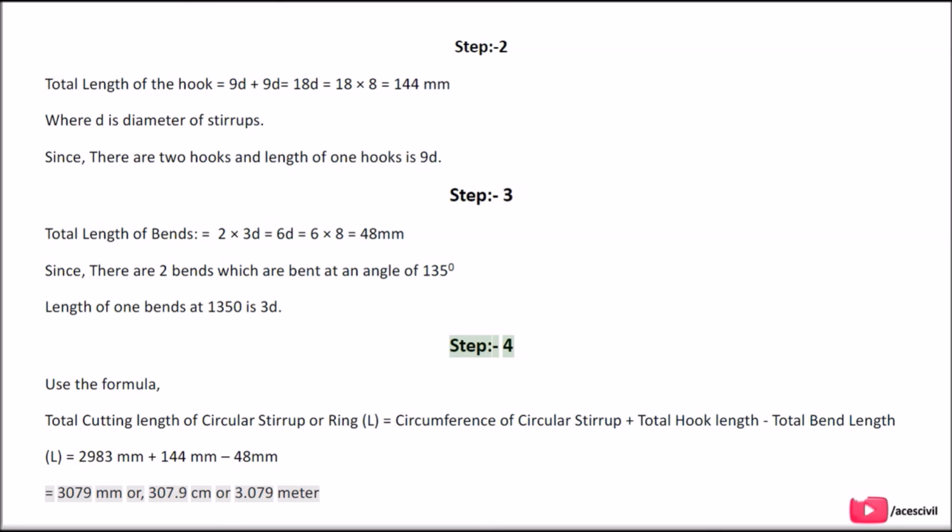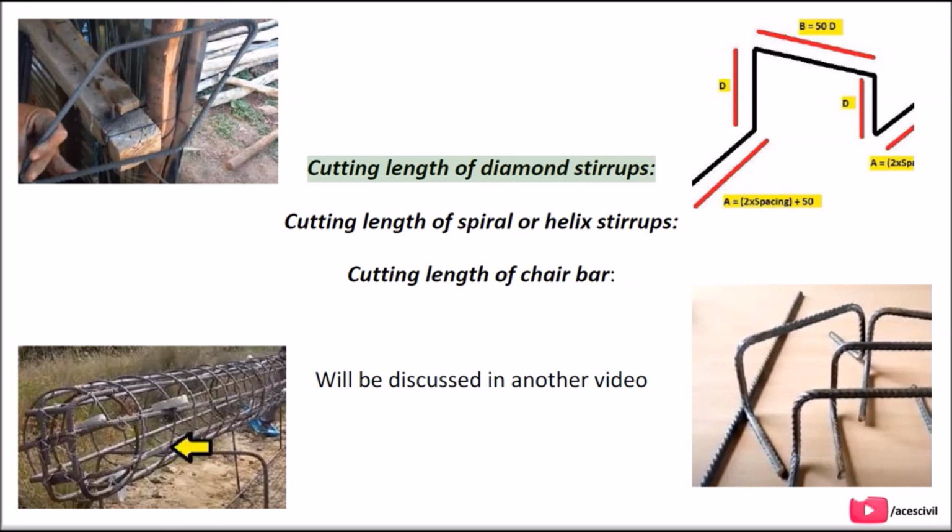Step 4: use the formula, total cutting length of circular stirrup or ring L equals circumference of circular stirrup plus total hook length plus total bend length. L equals 2983 mm plus 144 mm plus 48 mm. Cutting length of diamond stirrups. Cutting length of spiral or helix stirrups. Cutting length of chair bar will be discussed in another video.